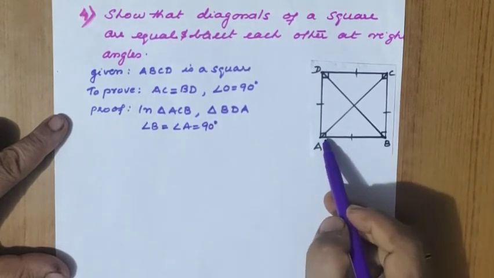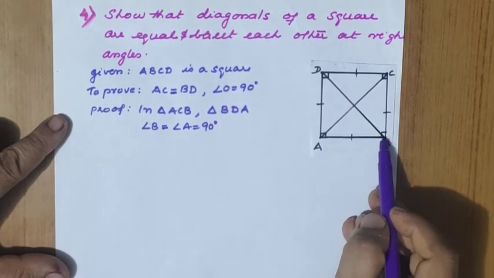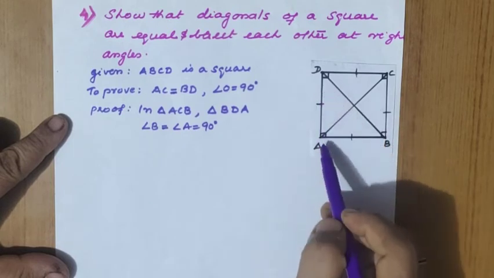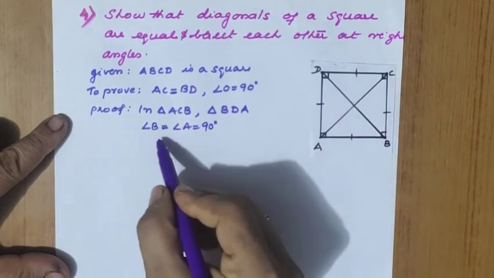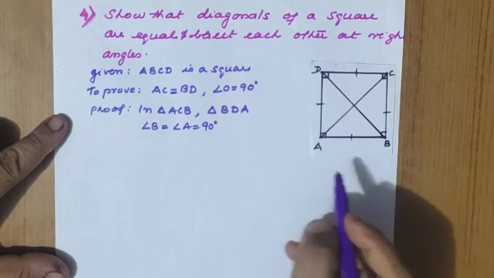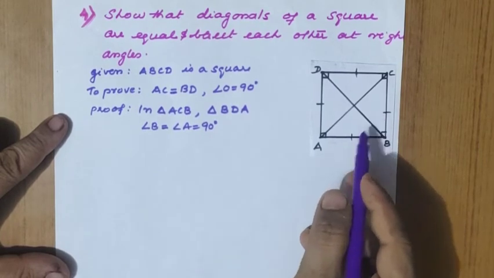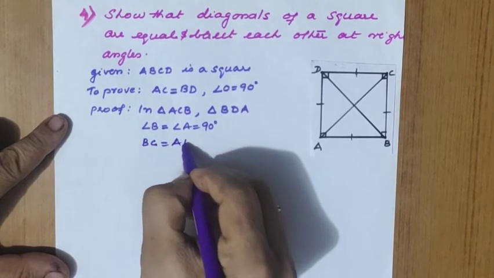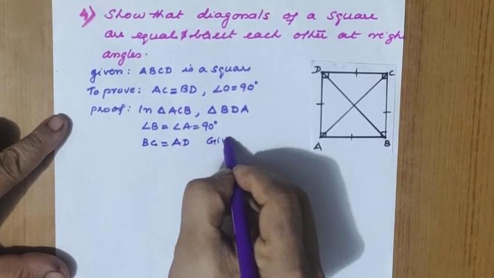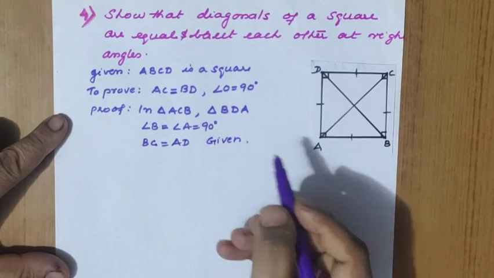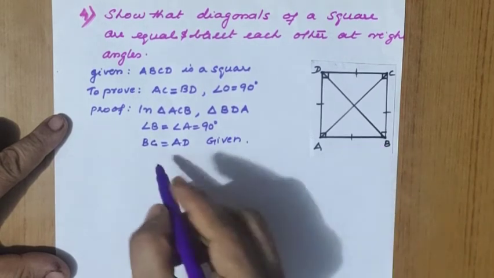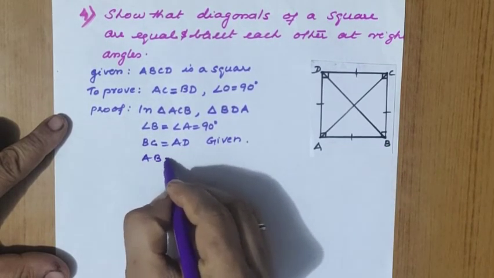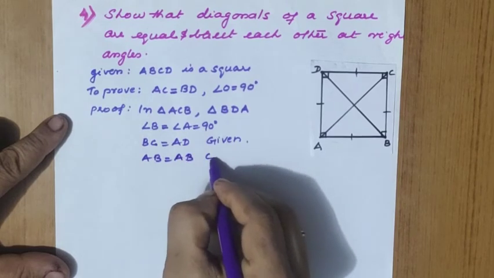See, in triangle ABC, angle B is 90. Similarly, in triangle BDA, angle A is 90. So angle B equals angle A equals 90. Next, we write BC equal to AD, that is also given. Now the one common side is AB. AB equals AB, common.